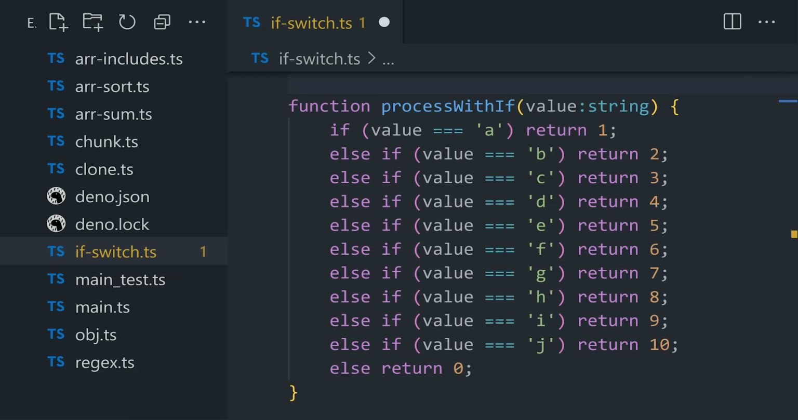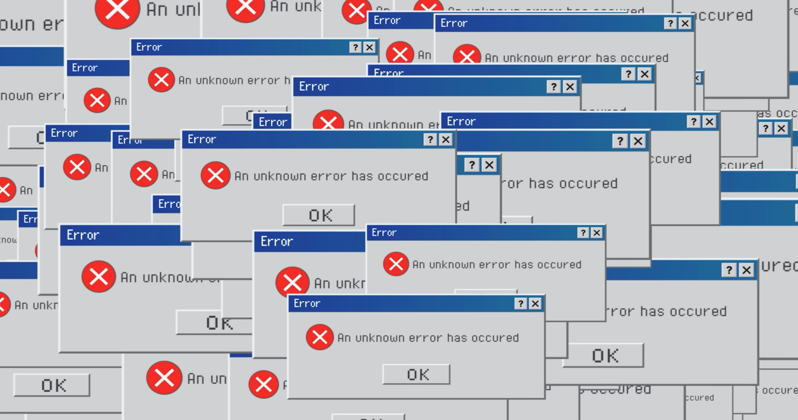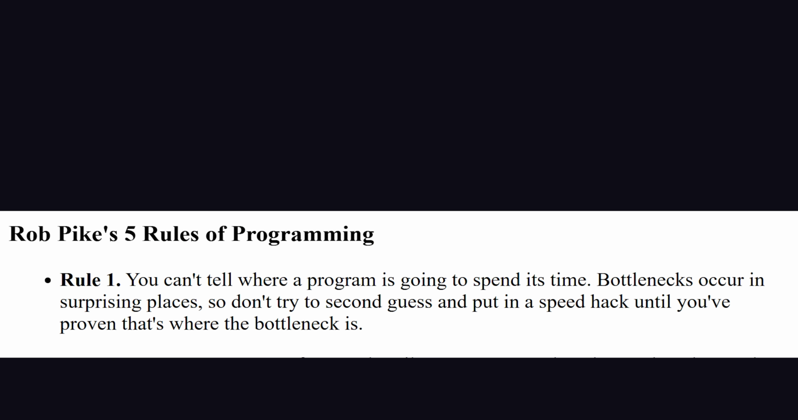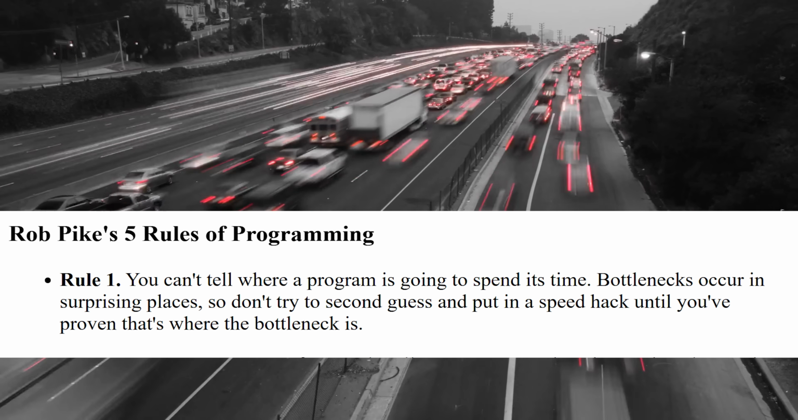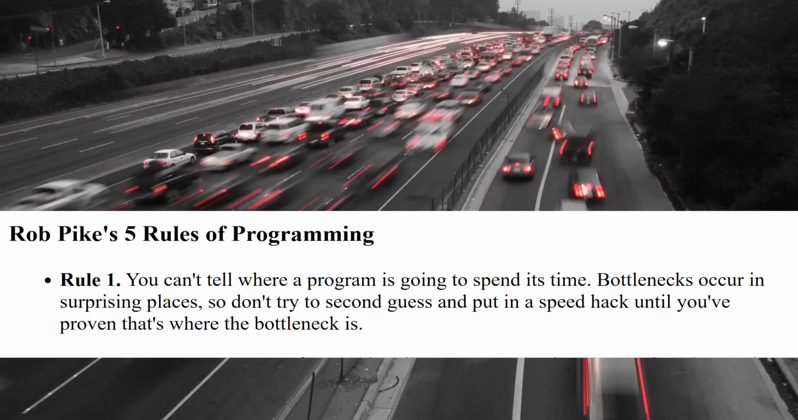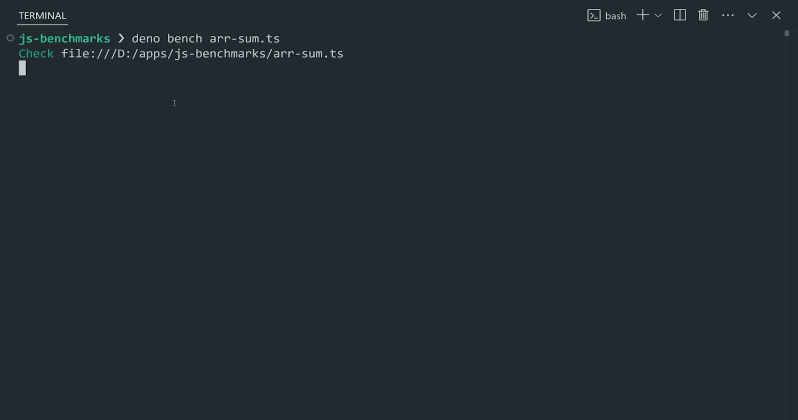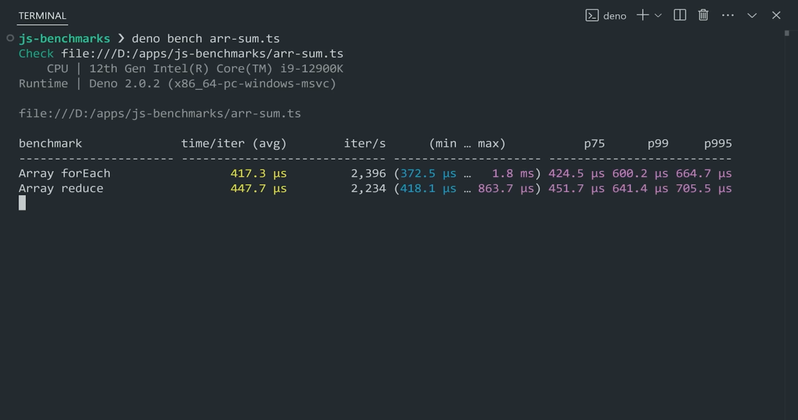Pretty interesting, but I think the main thing I learned through all this benchmarking is that virtually all the built-in stuff is good enough. Benchmarking is fun, but it's far more important to get your code working first. And that brings us back to the first rule of programming. You can't tell where a program is going to spend its time. Bottlenecks occur in surprising places, so don't try to second guess and put in a speed hack until you've proven that's where the bottleneck is. And the way you prove that is by measuring with tools like Deno Bench.